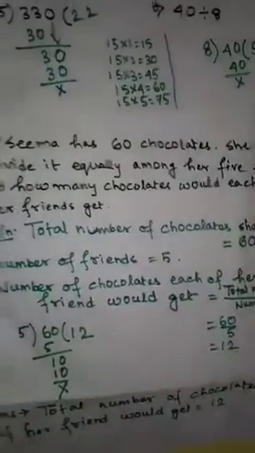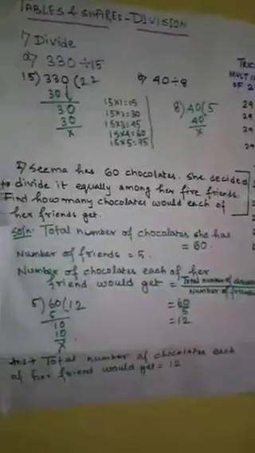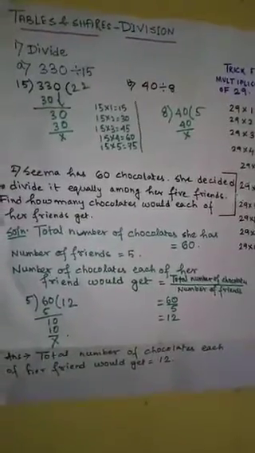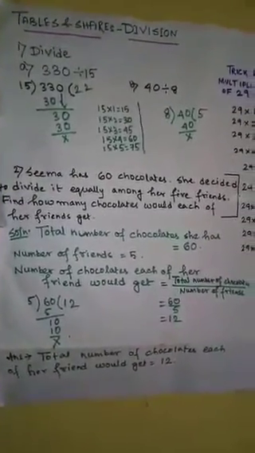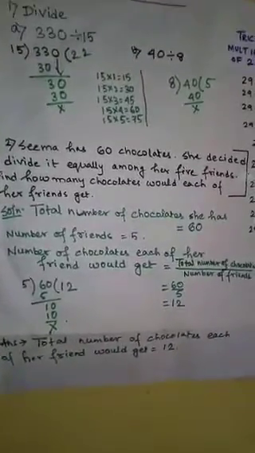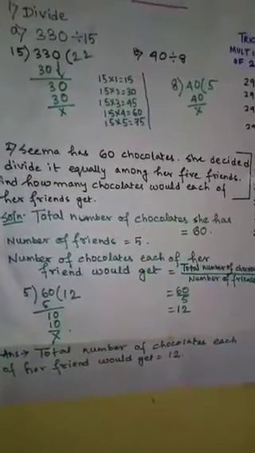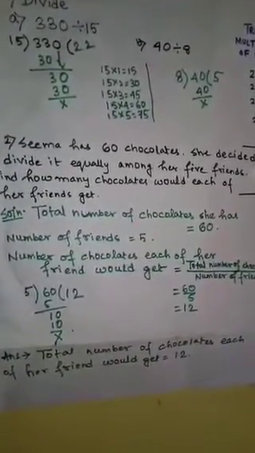Now if you take a close look at the word problem, see, it reads, Seema has 60 chocolates. She decided to divide it equally among her 5 friends. So she has 60 chocolates. She decided to divide it among 5 of her friends. Find how many chocolates each of her friends would get.